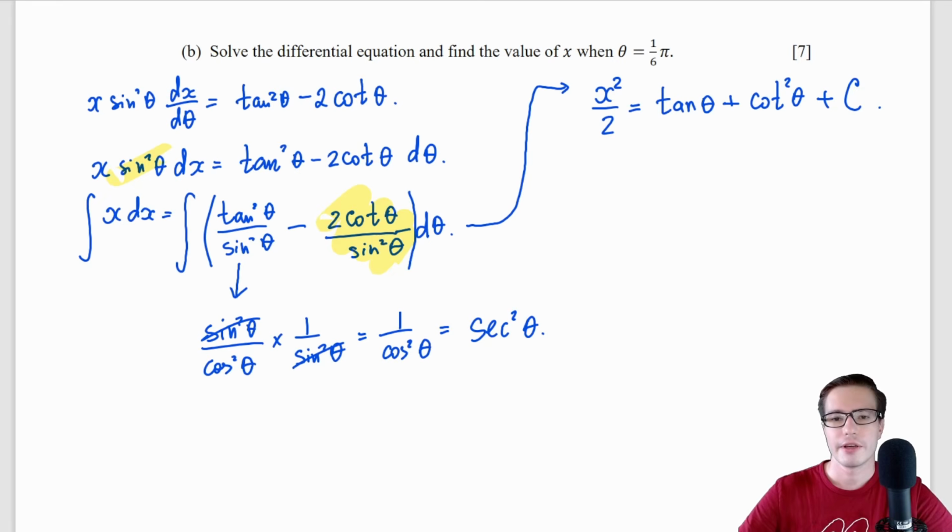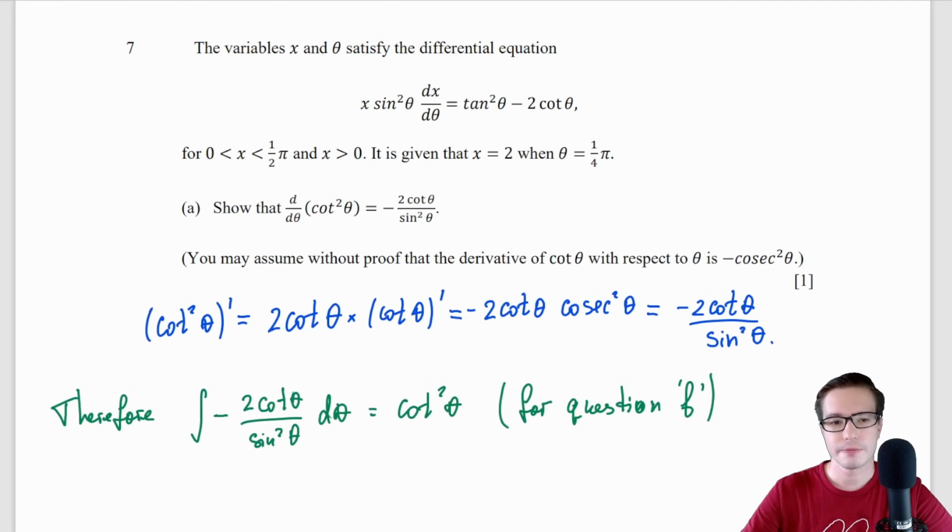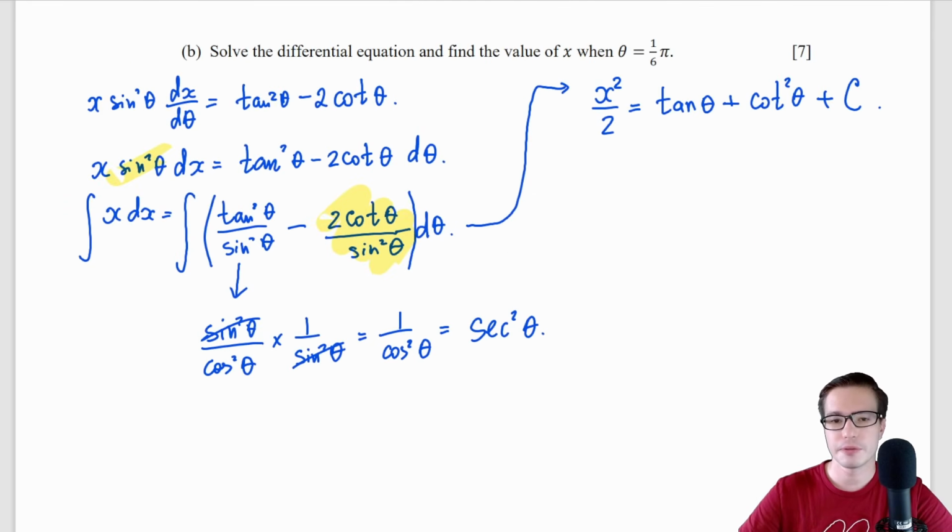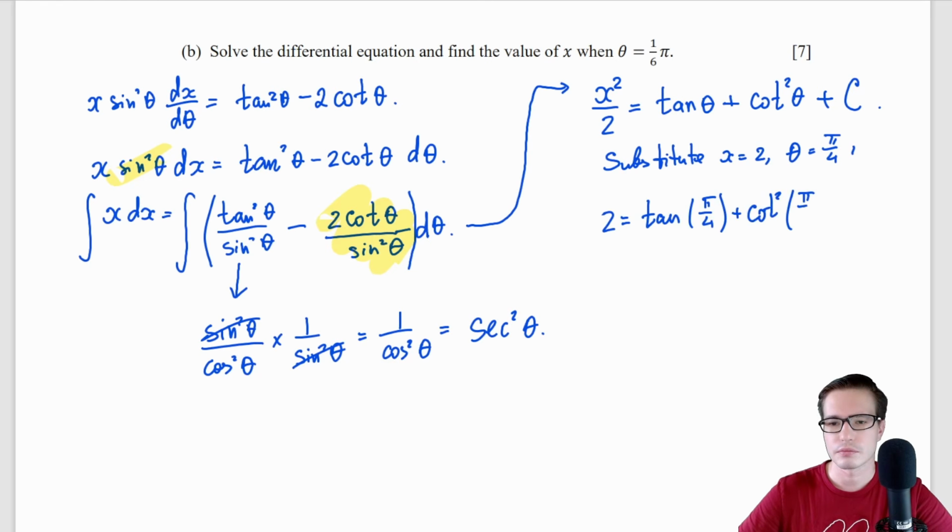Now, how do we find c? Let's have a look at the question one more time. It is given that x equals 2 and theta is pi over 4. So let's substitute this into the equation. Two squared is 4, divided by 2 is 2. Tangent pi over 4 is 1, and so is cotangent. Therefore c equals 0.